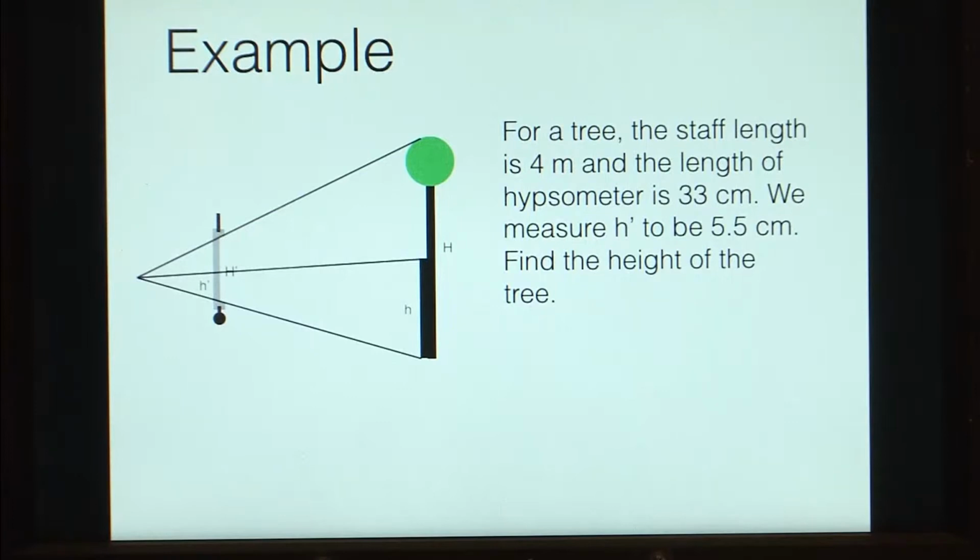so this is an inverse problem. For a tree, the staff length is 4 meters and the length of the hypsometer is 33 centimeters. We measure h prime to be 5.5 centimeters as we did in the previous case. Find the height of the tree. So, in this case we are asked to do the opposite thing.